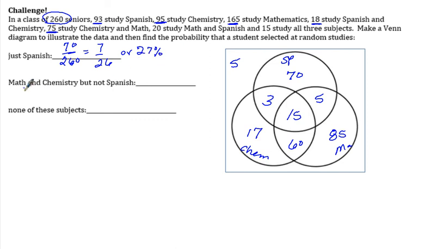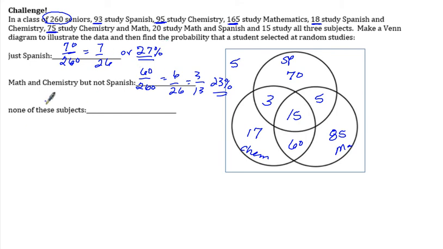What's the probability of getting a kid that takes math and chem but not Spanish? Math and chem but not Spanish. That's represented here with the 60. So 60 out of 260, which is 6 out of 26, or 3 out of 13, or 23%. Okay? So just a little bit less than the kids taking Spanish.